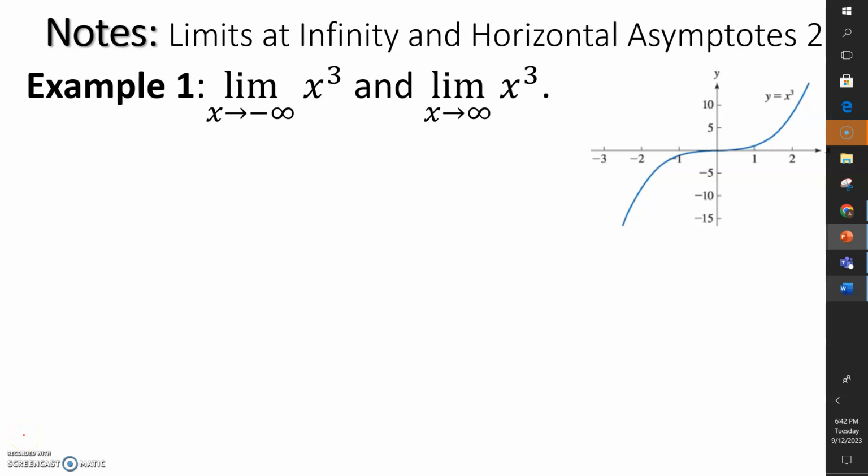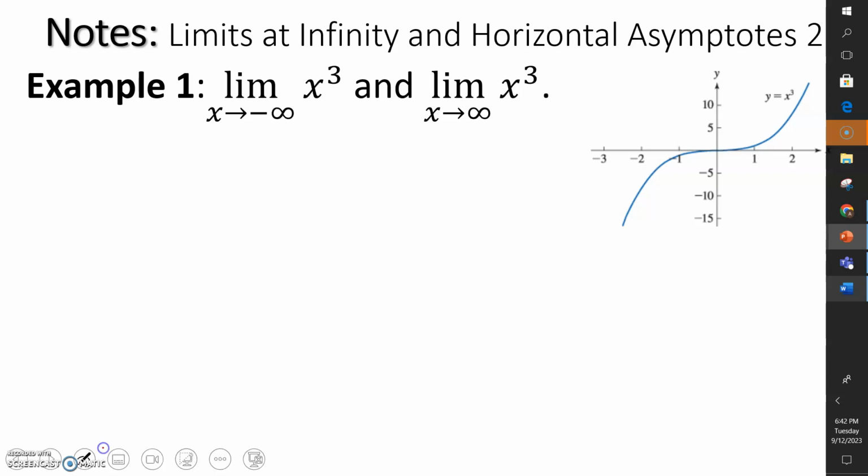All right, so this is lesson 2.4b, limits at infinity and horizontal asymptotes. The idea here is we would like to find the limit of x cubed as x approaches negative infinity and as it approaches infinity. Mathematically speaking, we're just asking for the end behaviors of the function.